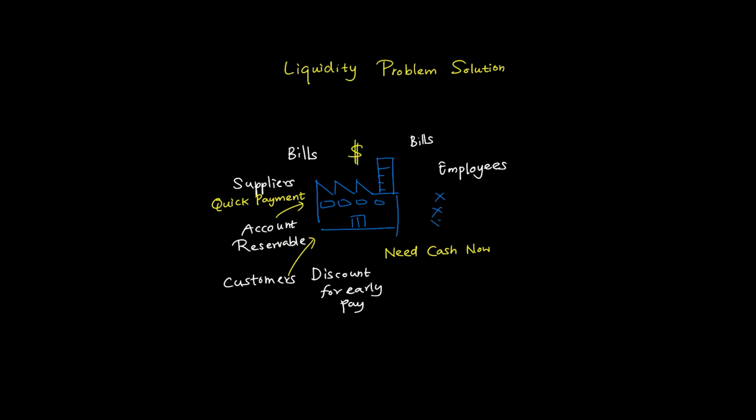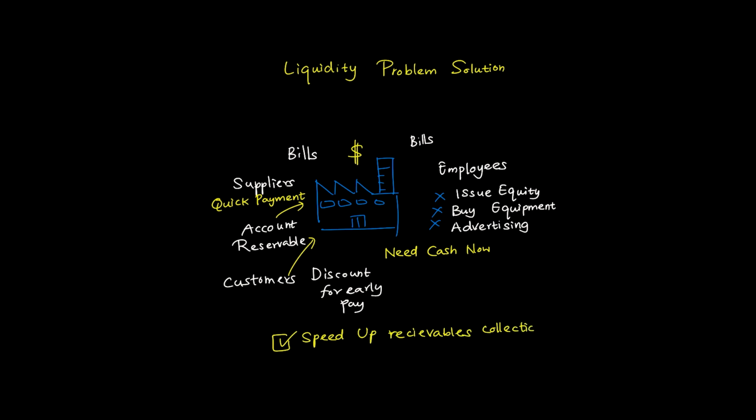Issuing new equity would raise money, but it's a lengthy, expensive process involving lawyers and regulatory filings. Purchasing equipment actually makes liquidity worse because you're spending cash to buy assets that can't easily be converted back to cash. Increasing advertising spending drains cash even further. The fastest, most direct way to improve liquidity is to accelerate the conversion of existing receivables into cash.